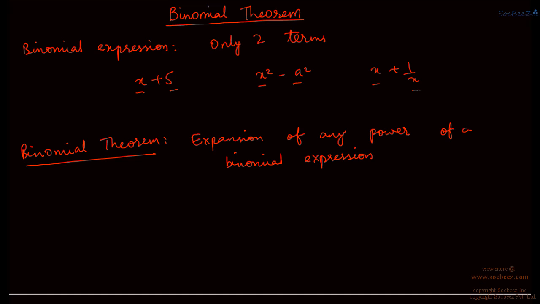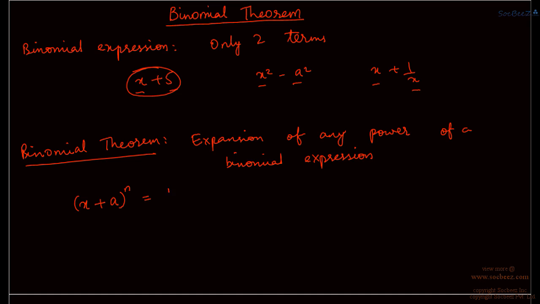So let's say I have this as the binomial expression. Now for writing the general one, instead of 5 I will take a. So I write this as x plus a. I raise the whole thing to the nth power, which is any general power n.